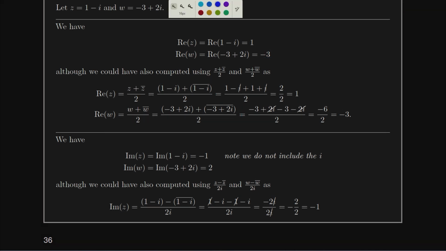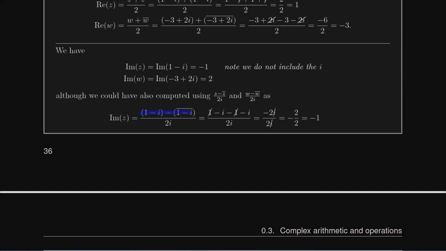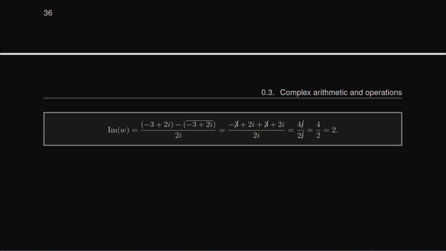Same thing with the imaginary parts. Imaginary part of 1 minus i is just the coefficient on i, right? So the coefficient here is negative 1. There's my negative 1. The imaginary part of negative 3 plus 2i is the coefficient on i, which in this case is 2. And you can get away with this funky conjugate business here too if you want. You still get negative 1, and you still get 2.